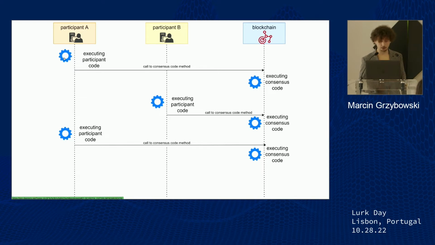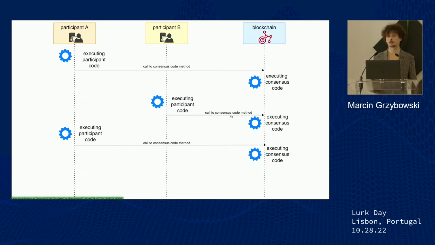In that usual model, some code is run by, for example, participant A. This code produces a call to consensus, which is sent to consensus, and then some logic, which is implemented in a language specific to consensus, is executed on the blockchain. The state of the blockchain is changed. Some transactions are triggered by this consensus code. Then another participant can also run their code and produce a new call to some consensus method. Some execution happens on consensus, and so on.